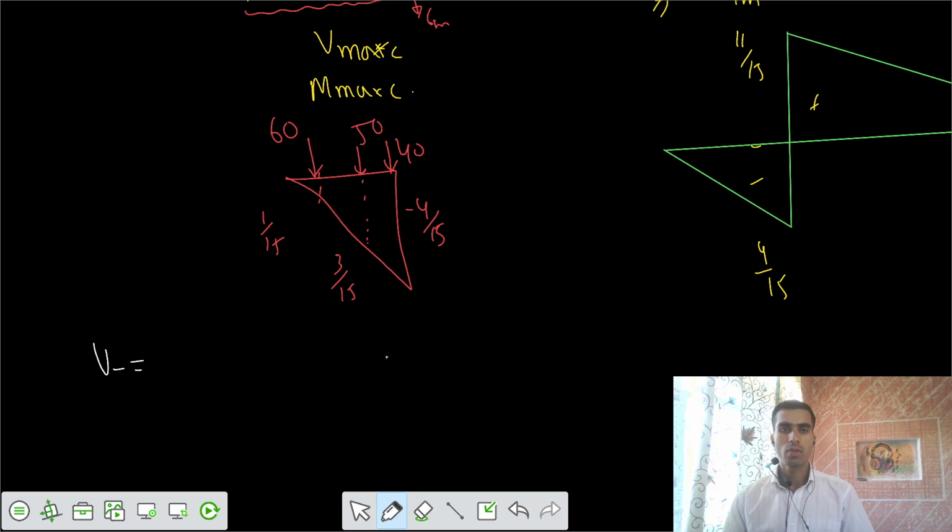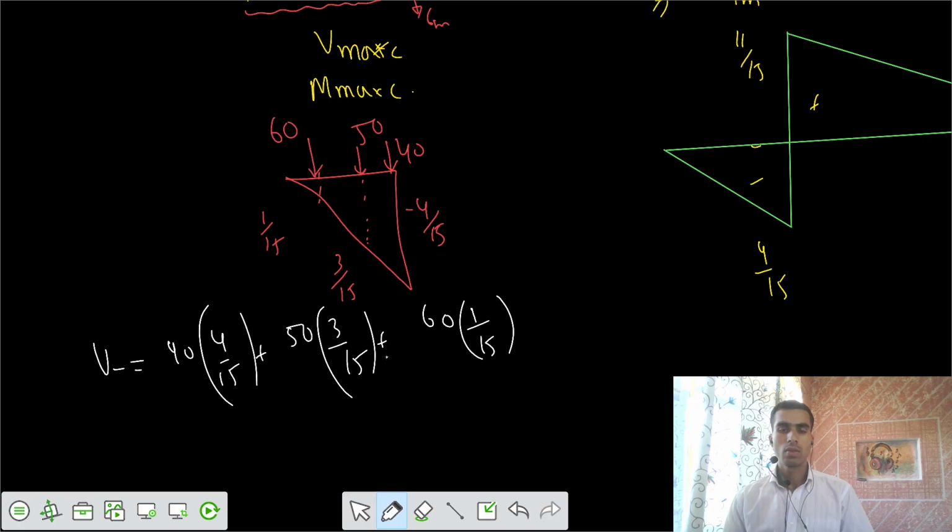V negative would be equal to 40 into 4 by 15 plus 50 into 3 by 15 plus 60 into 1 by 15. So this is all negative. So finally we can get a negative value of V1 negative, that comes out to be equal to 40 into 4 by 15, 50 into 3 by 15, 60 into 1 by 15, which is 24.667 kilonewton negative.